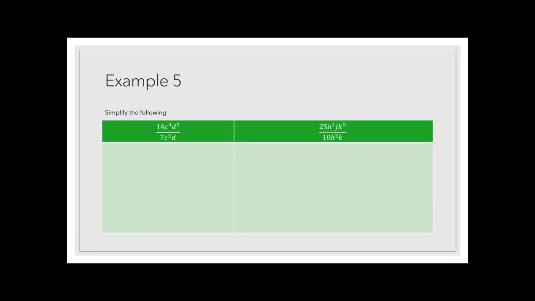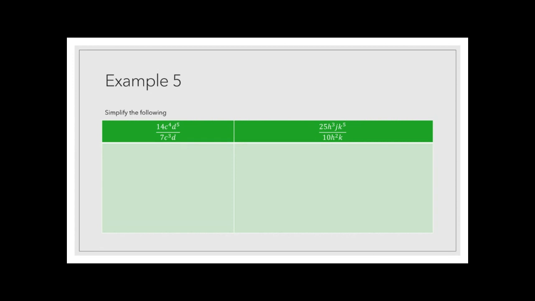So here, now I've got some more complicated ones with the division, and I know with fractions people really freak out, but it's really not so bad. And these are my last two examples here. So I'm going to start with the one on the left. I have 14c to the 4th d to the 5th over 7c to the 3rd d.